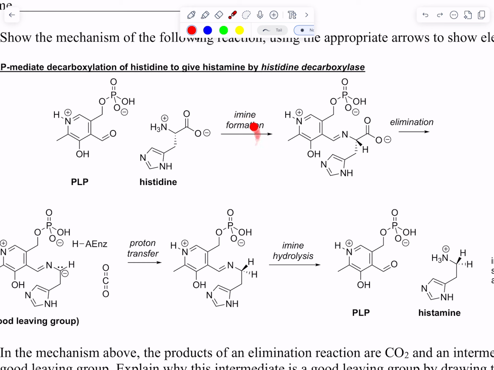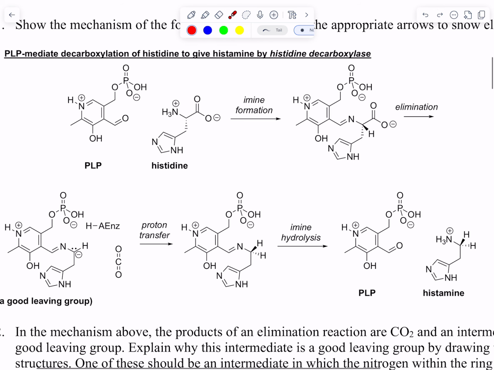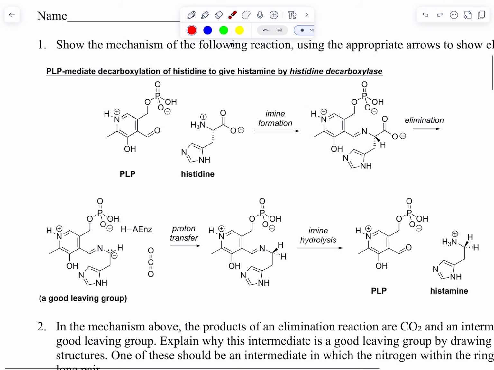You don't have to know the mechanism for imine formation. You do have to be able to predict the structure of the imine. That's not the point of this question. I've done that for you. What I want you to do is show how the elimination occurs. In the mechanism, you go from this imine to this intermediate and CO2, and then you get another imine.